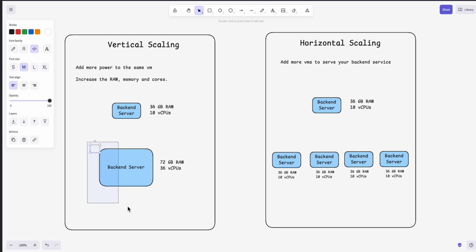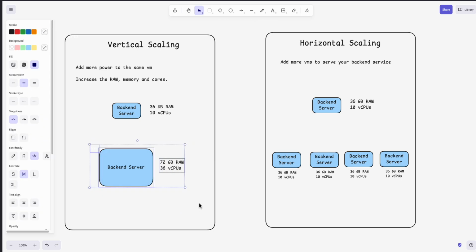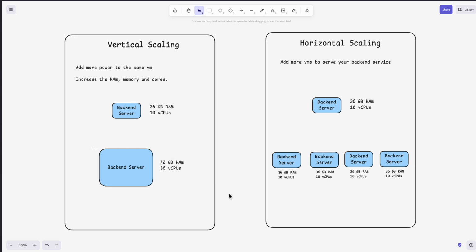Now imagine this: the big machine goes down, your entire application will again go down. In contrast, horizontal scaling is something different. Instead of providing more power to a single VM, you add more VMs to your backend service. Let all these backend servers serve the purpose. Now imagine in the future your traffic increases. What can you do? You just need to add one more server in the backend service.